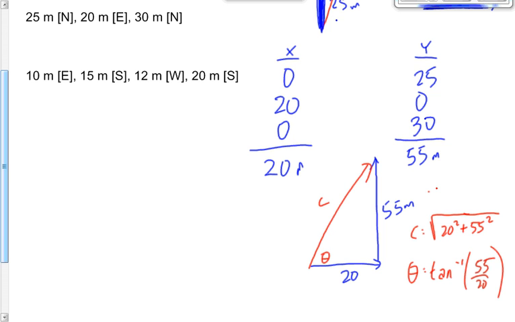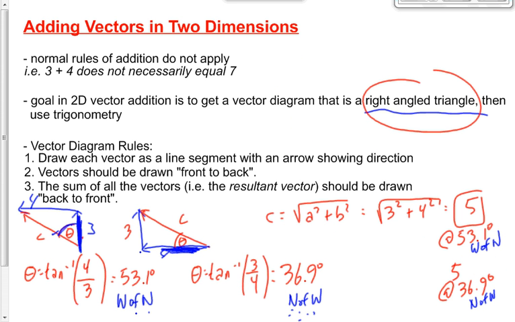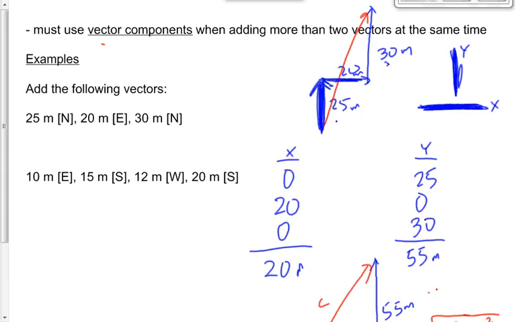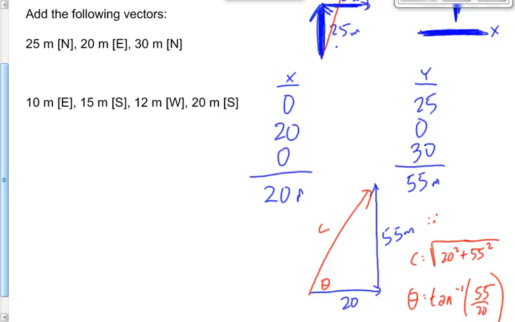So let's go back to that first page of notes with this. Remember the goal. The goal is to always get a right-angled triangle. In this question, we had one right away. In this question, we didn't. We had some funny shape. I don't even know what you call that. So what do we do? We wanted to turn it into a right-angled triangle. How do we do that? Break it into its x and y components. Figure out how much of each of them is on x and y. Get a total x and y. And then from that, get yourself a right-angled triangle. Got it?